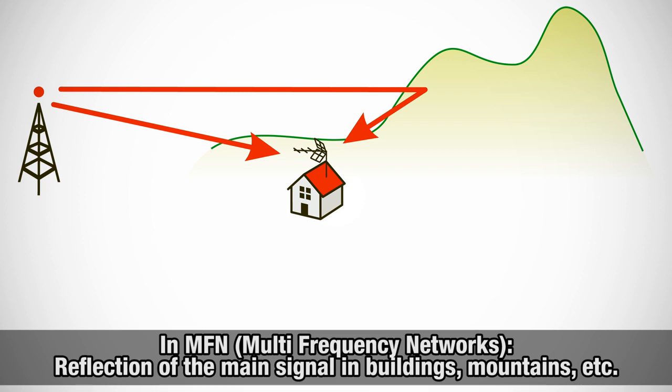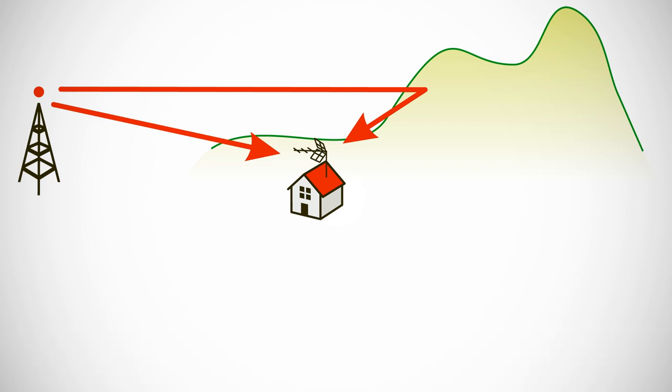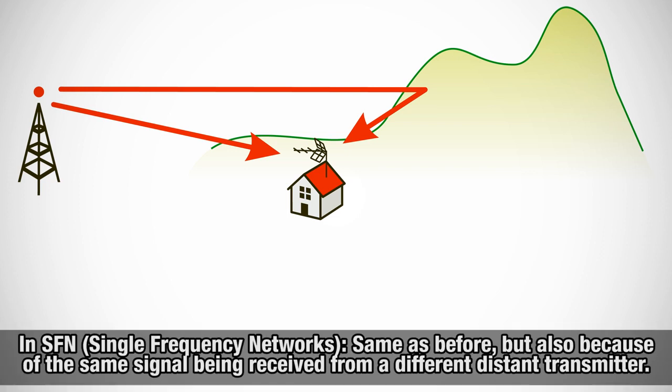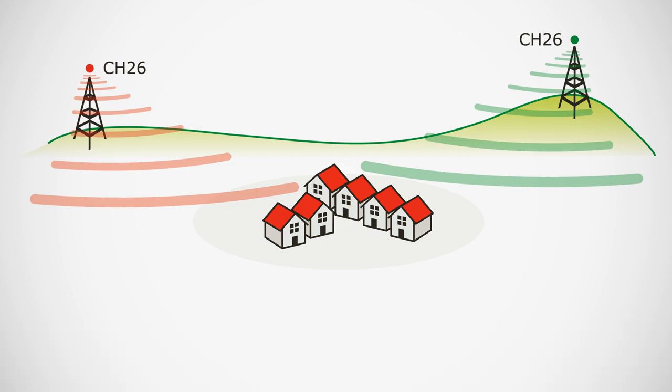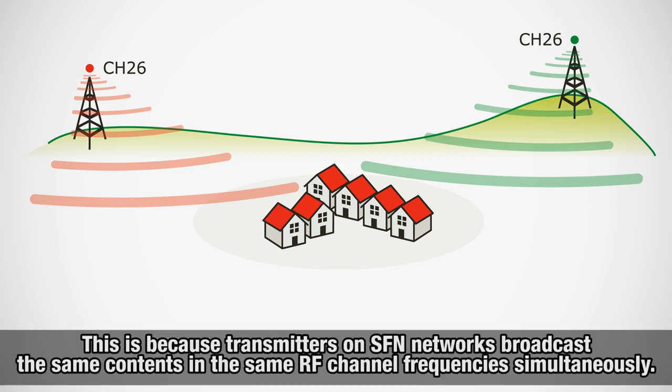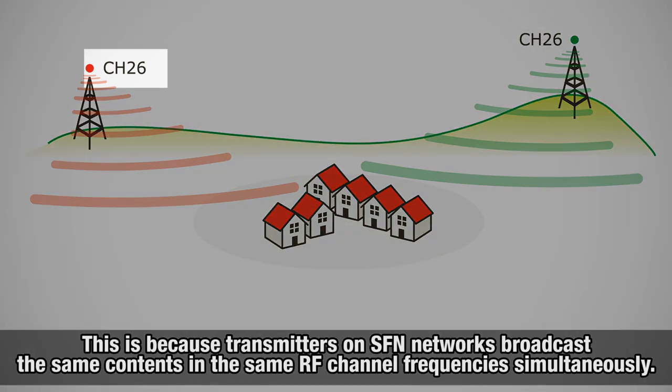being broadcasted by a transmitter in buildings, mountains, etc. In single-frequency networks, echoes can be caused as well by reflections on mountains or buildings. But here there is another possible source of echoes, which is the same signal being received from a different distant transmitter. For in single-frequency networks, all the transmitters within the network broadcast the same contents in the same RF channel frequencies simultaneously.